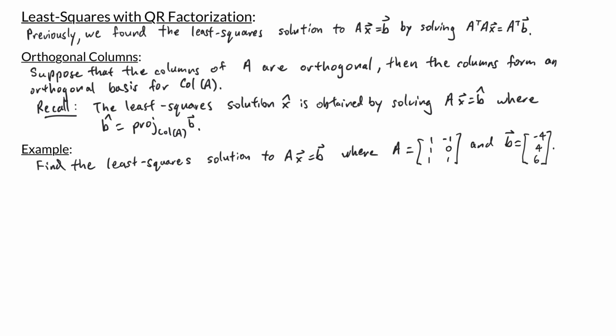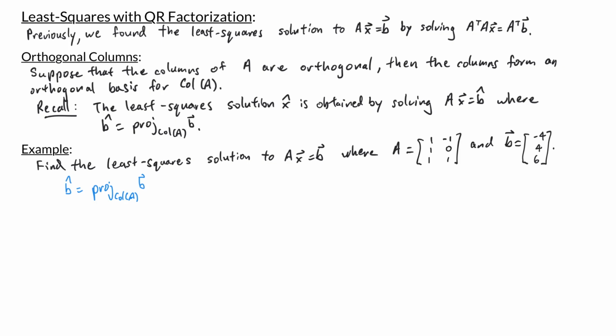Here we're asked to find the least squares solution to Ax = b, where A is the matrix with columns (1, 1, 1) and (-1, 0, 1), and b is the vector (-4, 4, 6). Again, one way of finding the least squares solution is by solving the equation Ax = b hat. So first, we would need to find b hat. Remember that b hat is the projection of b onto the column space of A.